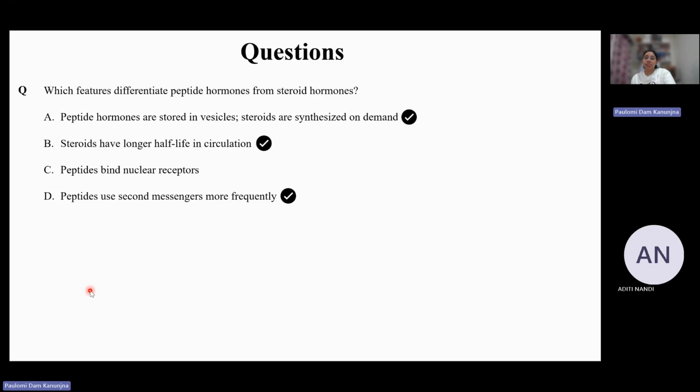Third one is incorrect because it says it binds to nuclear receptors. That's incorrect because of the second point. Steroids have longer half-life, so they can enter the cell and reach the nucleus. Peptide hormones, however, have very short half-life. That's why they need to act quickly, so they bind to the membrane-bound receptor. Okay. All right. Next one.